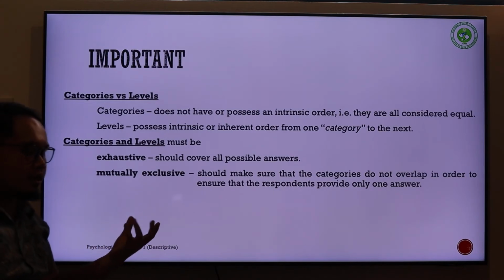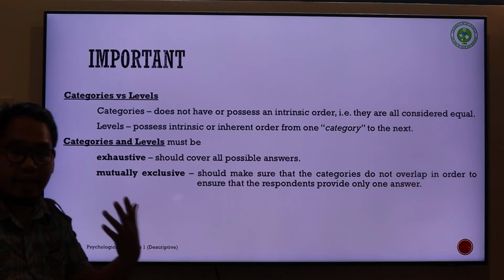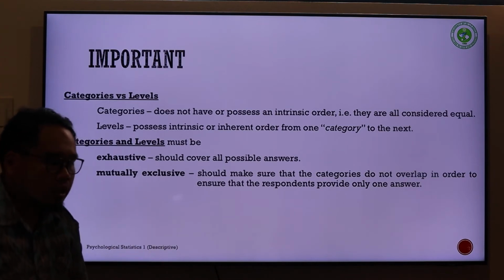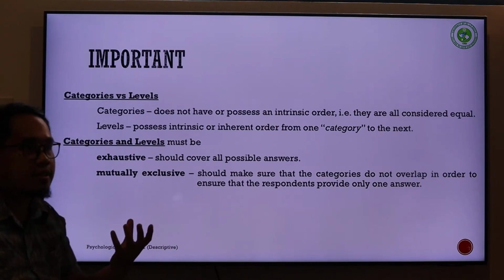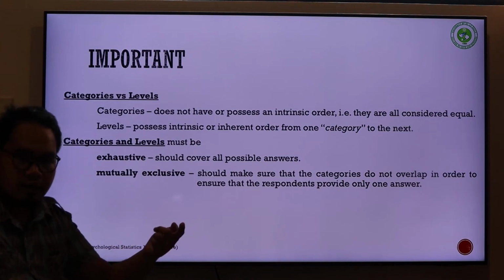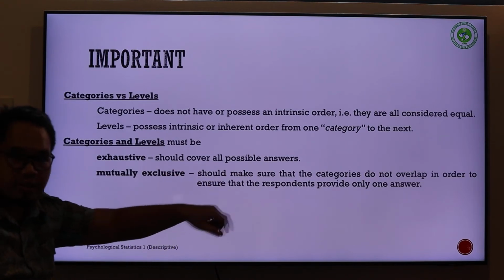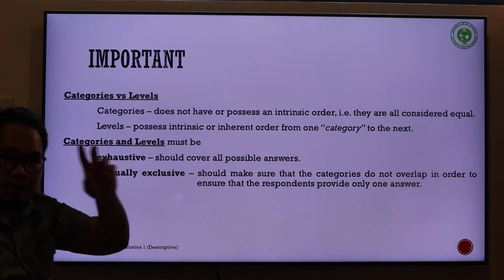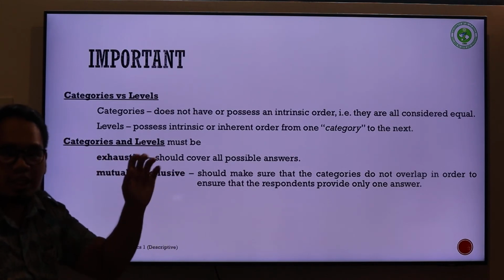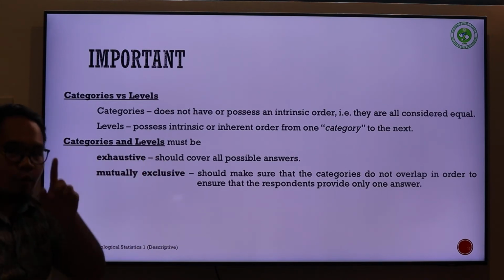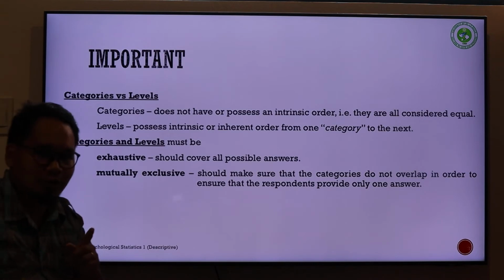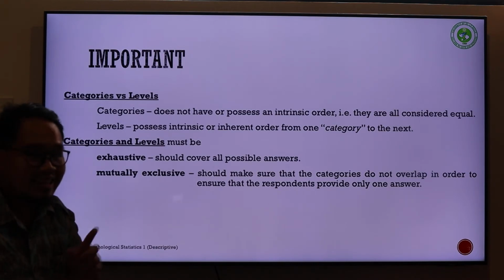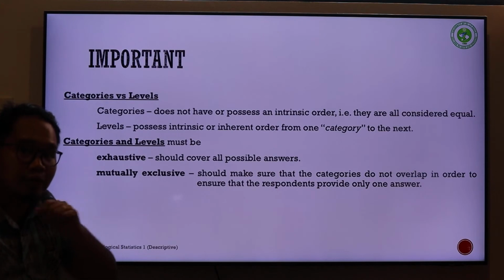One common mistake there is that, for example, you're going to ask the age of your respondents, and one of your options is, say, 10 to 20. Option 1, 10 to 20. Imagine that, please. Option 2 is 20 to 30. Now, if I am 20 years old, which will I choose? 10 to 20 or 20 to 30?